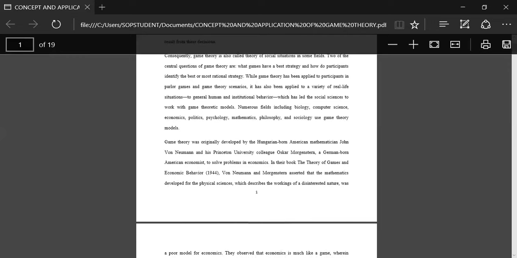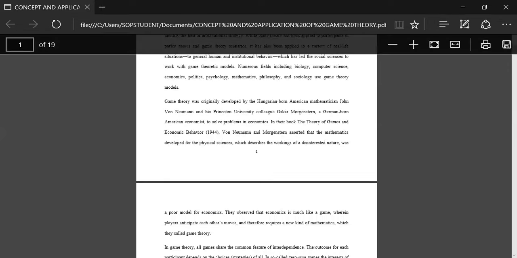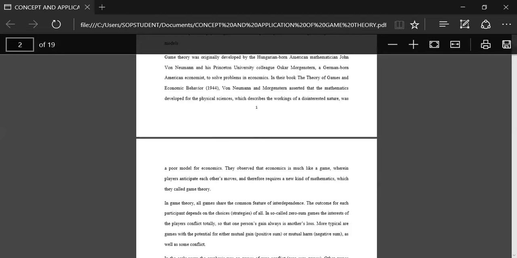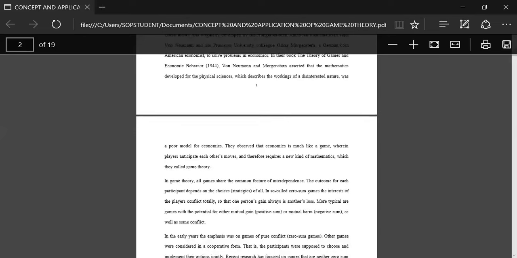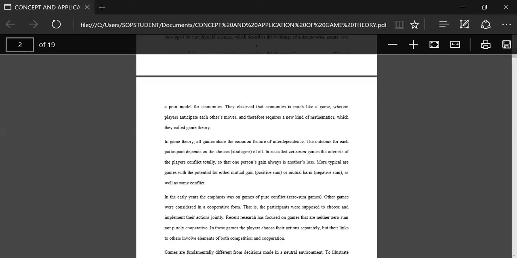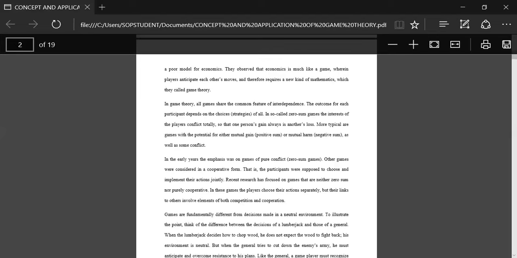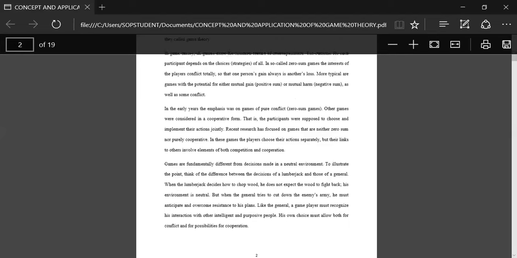This theory is applied in different fields ranging from economics, politics, biology, and psychology. Game theory helps to identify the optimal strategies and outcomes in scenarios of cooperation, conflict, or both.